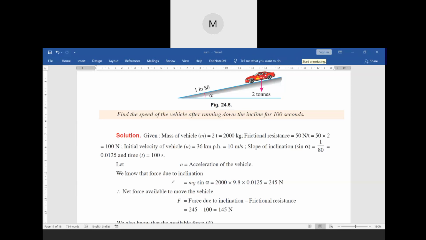Now, if you have doubt on this part, I'll tell you, wait. Why is it like this? Force of inclination minus frictional resistance. Just pay attention. Look at the figure. Now the car is moving downwards. Then there will be one opposing force. What is the opposing force called? Can you tell me?